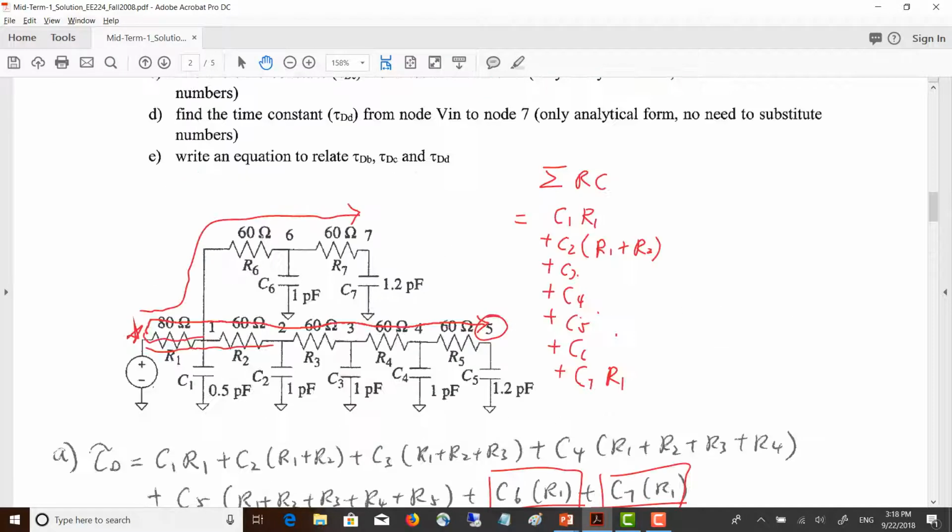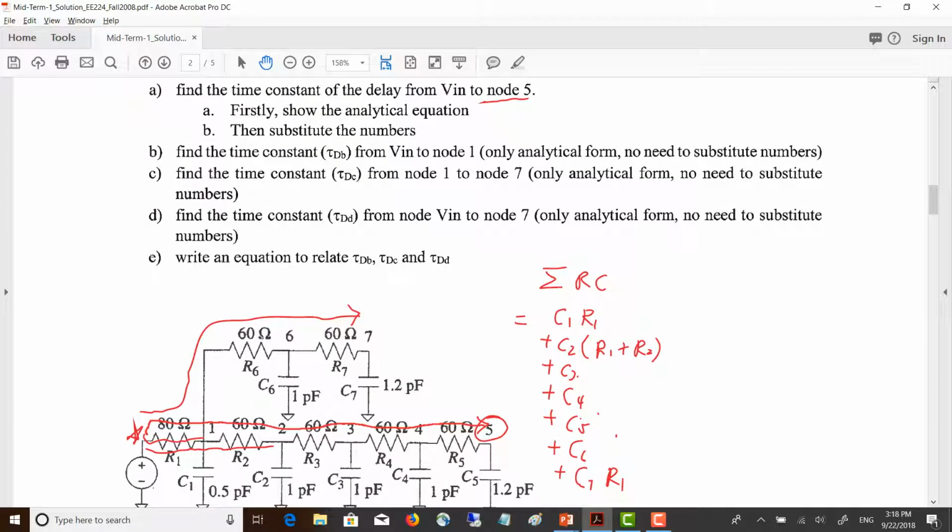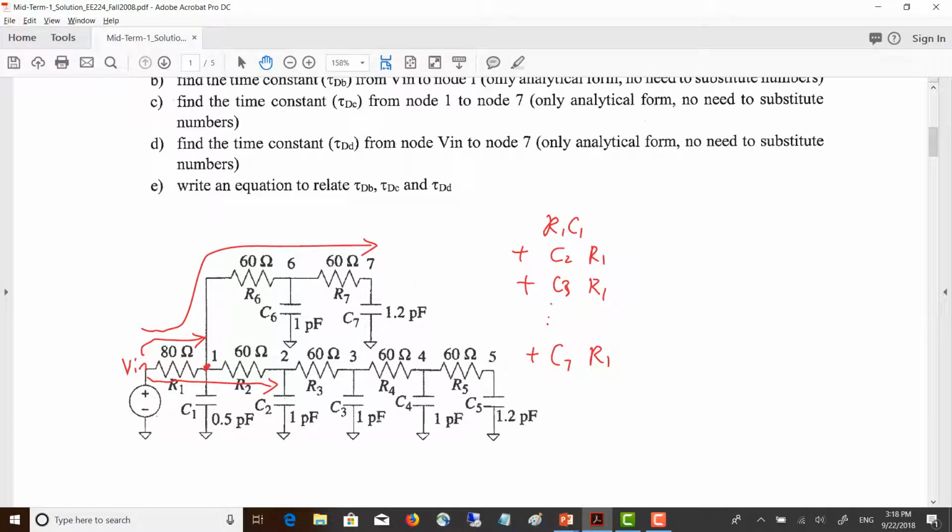Now, the next question is, what is the time constant from 1 to 7? You have to bear in mind that the source starts from 1. Now this is the starting point, and the end point is 7. So I don't care about anything beyond. I will just look at this path, and then I will start doing the same thing again.